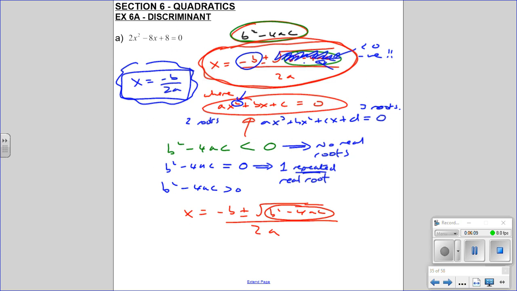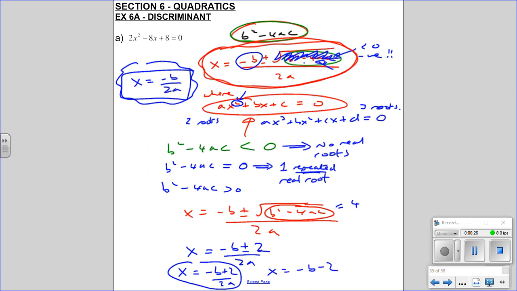So let's say this thing in here equaled 4. So we'd have x equals minus b plus or minus the square root of 4, which is 2, over 2a. So therefore x is minus b plus 2 over 2a. There's solution 1. And then x equals minus b minus 2 over 2a. There's solution 2. So the point is, it doesn't matter if it equals 4 in there, or 100, or pi. You're going to get two solutions for your x's.